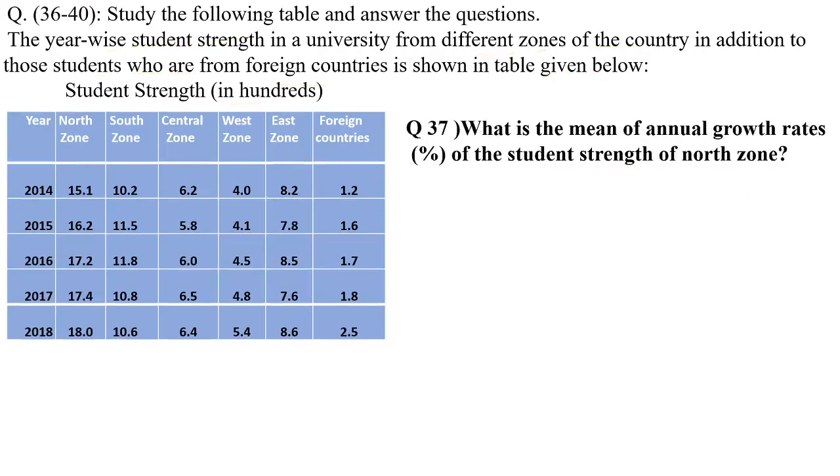Next question. Question number 37 says, what is the mean of the annual growth rates of the student strength of North Zone? So this is the North Zone. It is saying the mean of annual growth rates. The students make a mistake here. Here it is talking about the annual growth rate, so first you understand the annual growth rate. Mean, you have to take out the mean, so definitely you have to divide by 5, right?